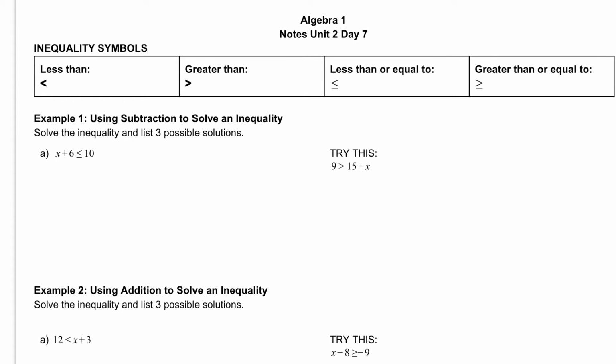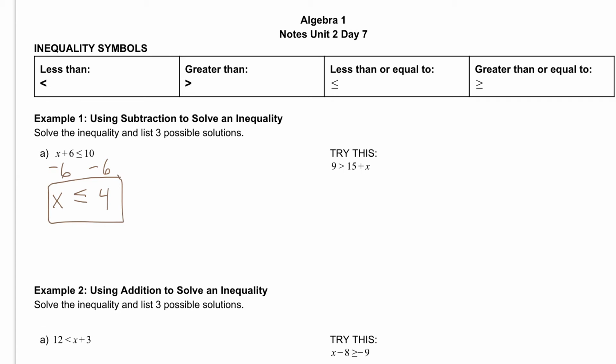In example 1, we're going to solve the inequality and list 3 possible solutions to this inequality. So in letter A, we have x plus 6 is less than or equal to 10. If I'm looking to solve for x, it's on the left-hand side. The opposite of adding 6 would be to subtract 6. So I'm going to subtract 6 on the left, which means I also have to subtract 6 on the right. This leaves me with x. I'm going to bring down the sign, less than or equal to 4.